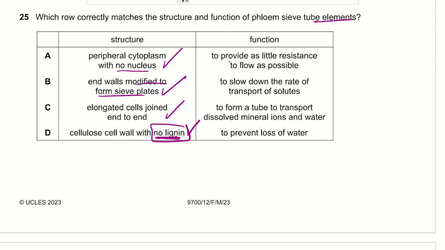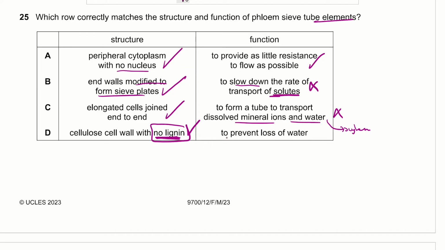Function. A. To provide as little resistance to flow as possible. This could be one of the functions. B. To slow down the rates of transport of solutes. If we assume that the solute is going to be sucrose in this case, actually it does speed up the rate of transport, so this is incorrect. C. To form a tube to transport dissolved mineral ions in water. This is incorrect. We're talking about sieve tube elements, which are responsible for the transport of sucrose.